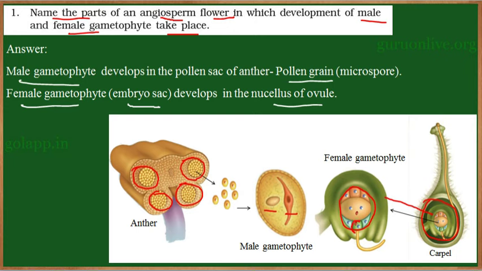the female gamete, the egg, is present. So the male gametophyte develops within the pollen sac of the anther. Later it gives rise to the male gamete, and the female gametophyte, which is also called the embryo sac, develops within the nucellus of the ovule and gives rise to the egg cell.